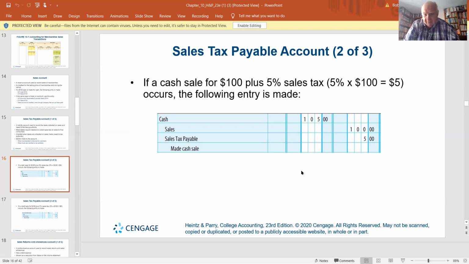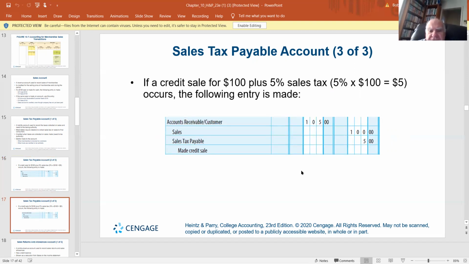That liability is our company liability. It's not our money. It's the customer's money. But they have entrusted us to pay the $5 to the appropriate state taxing authority. That makes it our liability. So you debit cash, credit sales, and credit sales tax payable. And they're showing you the same thing here, except it's accounts receivable. So sales tax payable shouldn't be too tough.